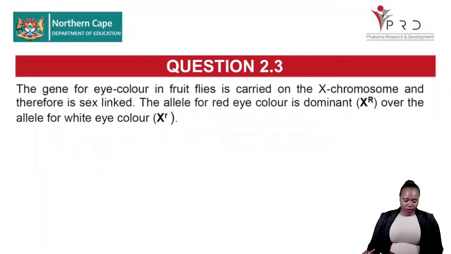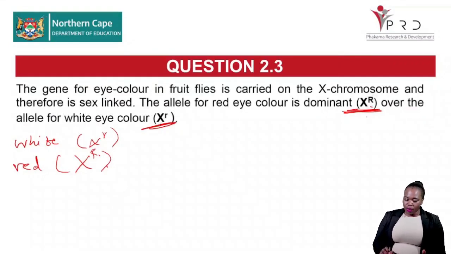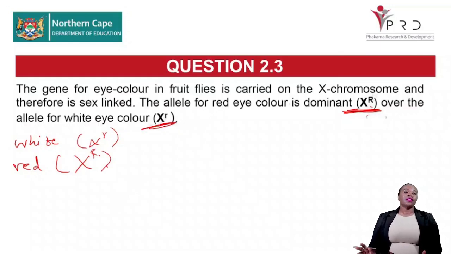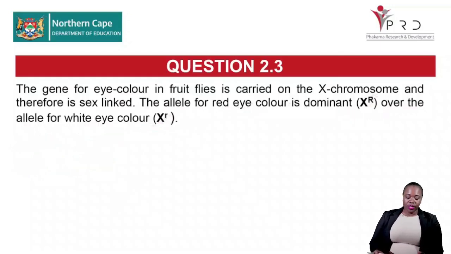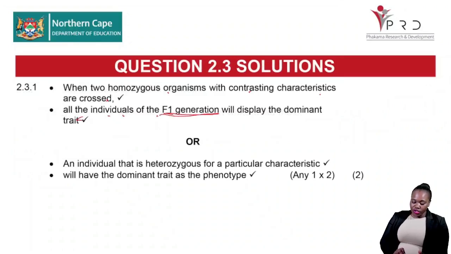So for example, if we are looking at XR and X small letter r, and they are both homozygous, it means that all the offspring that we are going to have are going to be red, because X capital letter R will dominate over the X small letter r, right? So when two homozygous organisms with contrasting characteristics are crossed, all the individuals of the F1 generation, those are the offspring, will display the dominant trait, right?